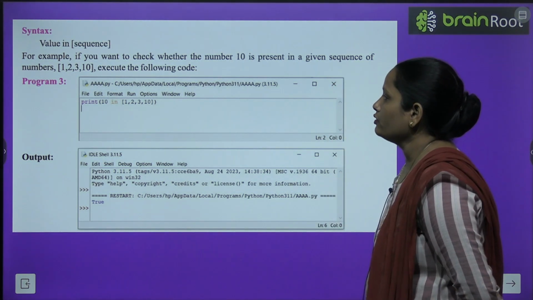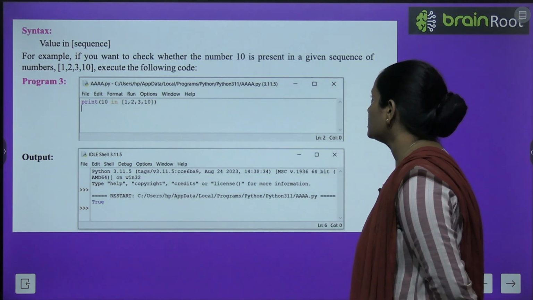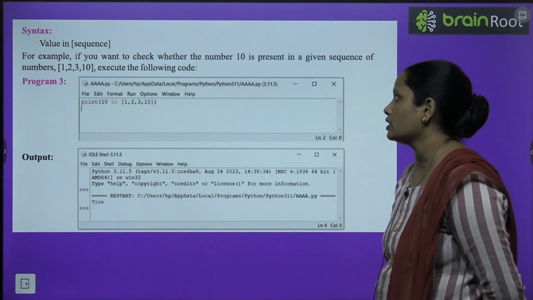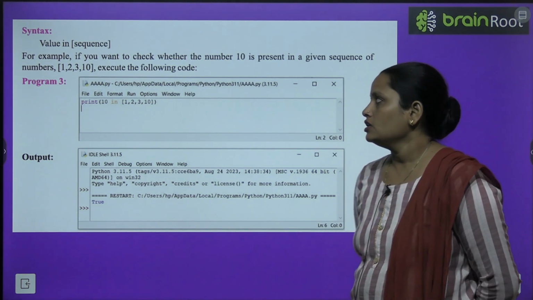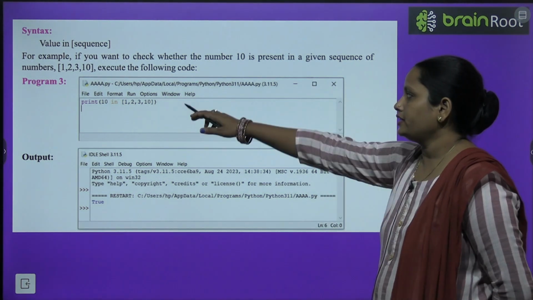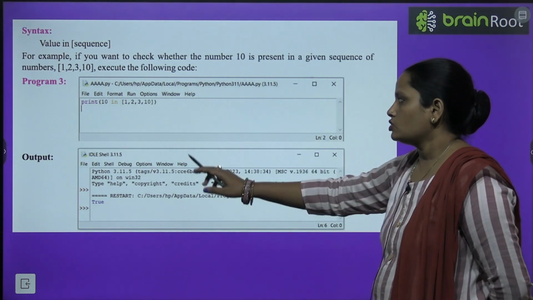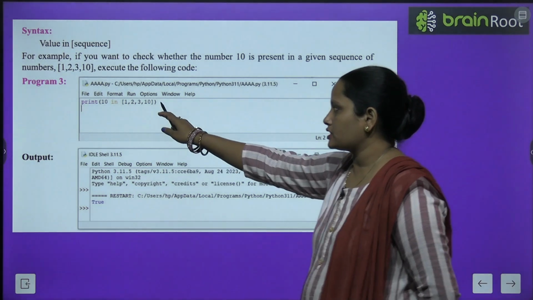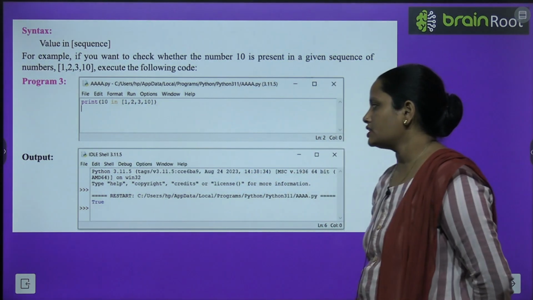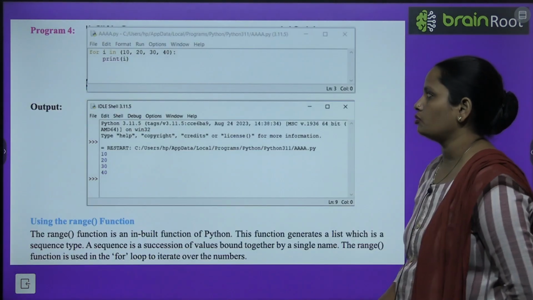So for example, if you want to check whether the number 10 is present in the given sequence, अगर आपको ये जानना है कि जो दिया गया sequence है उसमें 10 present है या नहीं, so you have to execute the following code. So print 10 in this number. अब अगर यहाँ पे आप देख सकते हो 10 already है तो it will give you true. So true is the statement that it gives. This is the output.